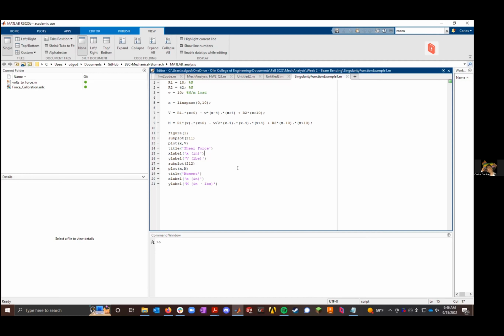So I have this, I'll go ahead and run it. And immediately I have my shear force diagram.